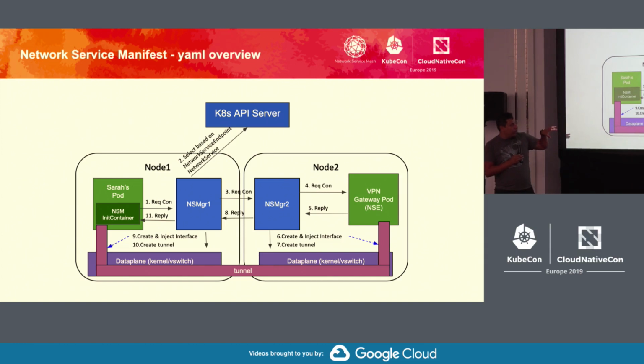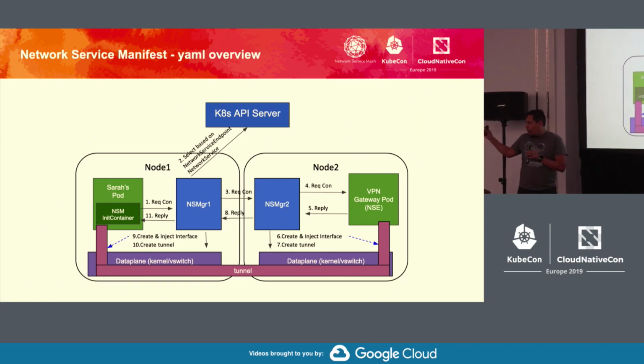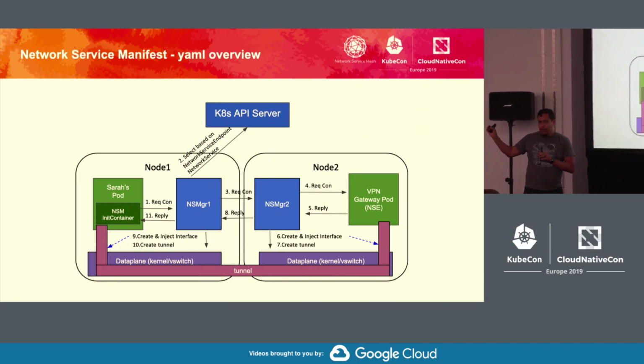That gets encoded in the reply. When the reply returns, NSM Manager now has all the information it needs in order to make that connection. So the interface gets injected in with the mechanism requested. Then this side of the tunnel gets created using the information that came from the reply. And once the tunnel is established, we respond that the connection is ready, and then now you have a full working connection. So we use this pattern over and over and over again in order to create and connect the network services. Before we move on, are there any questions on this?